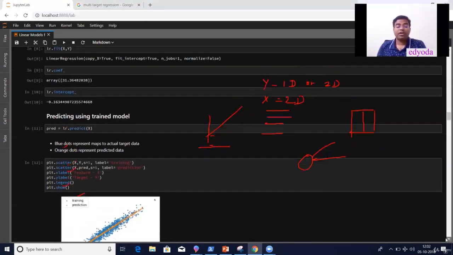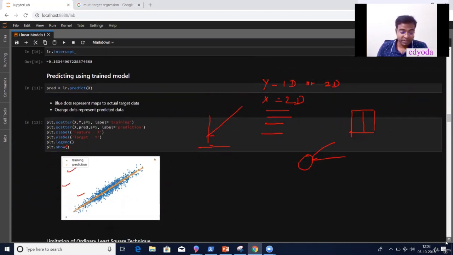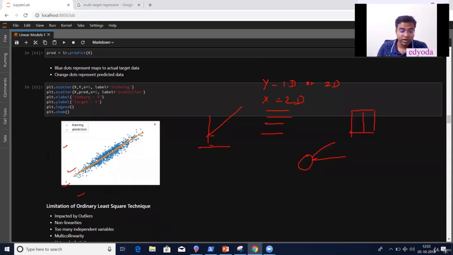If you want to predict using the same model, use LR.predict. You give it the same data that you used for training the model, and it predicts. If you plot it, we can see this is the line that is predicted. The orange line is the predicted one, and the blue line is the actual data.